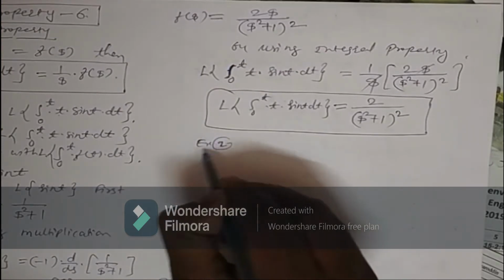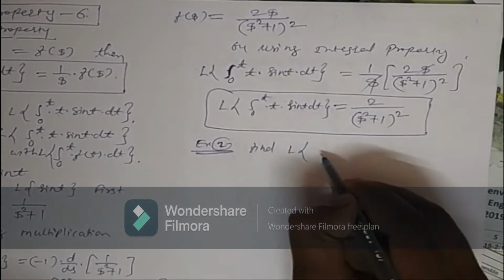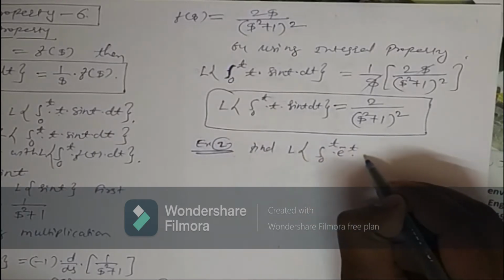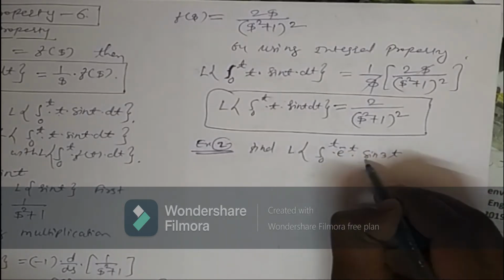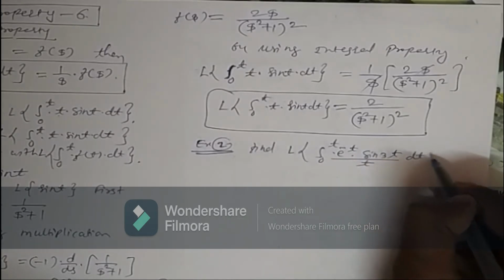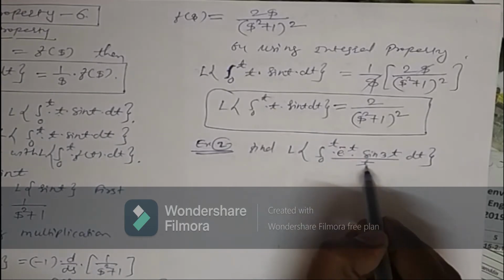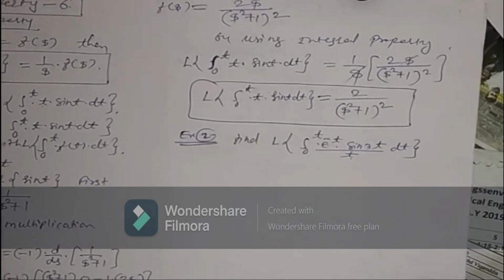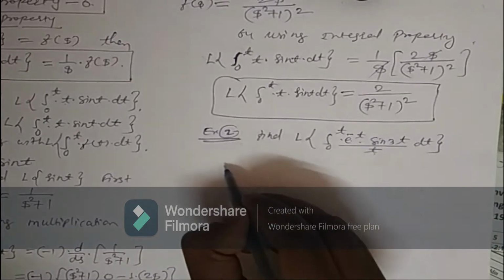So example number 2: find the Laplace transform of the integration from 0 to t of e raised to minus t into sine of 3t divided by t into dt. So what is here? Here we have the first shifting property, the division property and the integral property. So three properties are combined here. Three properties can also be combined, okay. So now how to solve this? Simple.